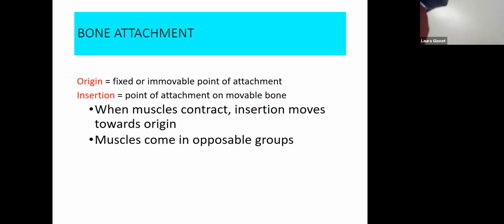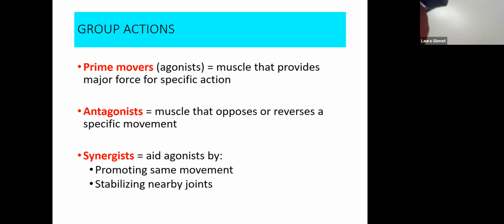Muscles come in opposable groups. So to execute motion, especially if you consider, let's say, elbow flexion and elbow extension, muscles work in opposition to each other, like biceps brachii and triceps brachii. Okay, so actions. We have prime movers, which are the muscles that provide the major force for a specific action. Your antagonists are the muscles that work in opposition or reverse a specific movement. And synergists essentially aid the agonists or prime movers by either promoting the same movement or stabilizing nearby joints.